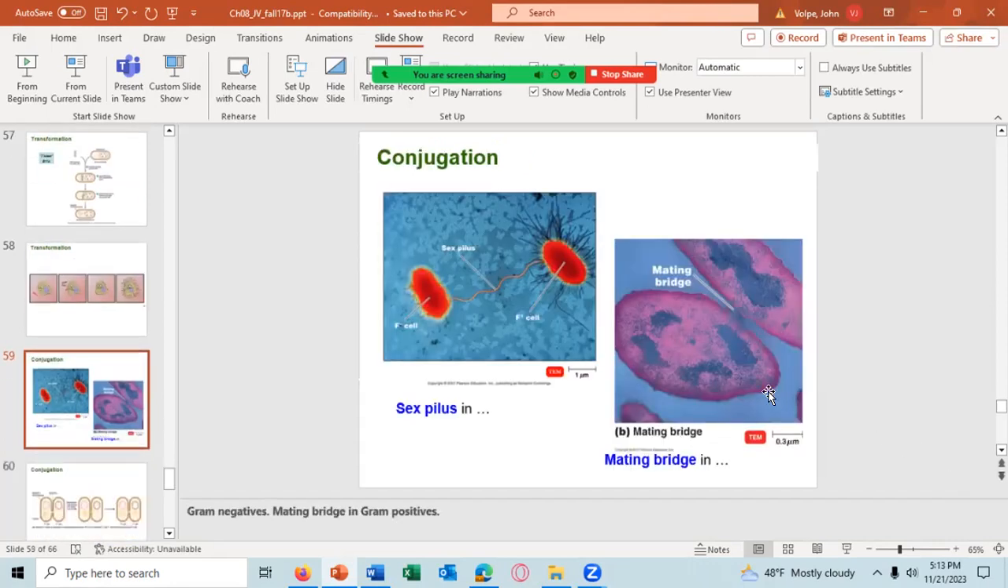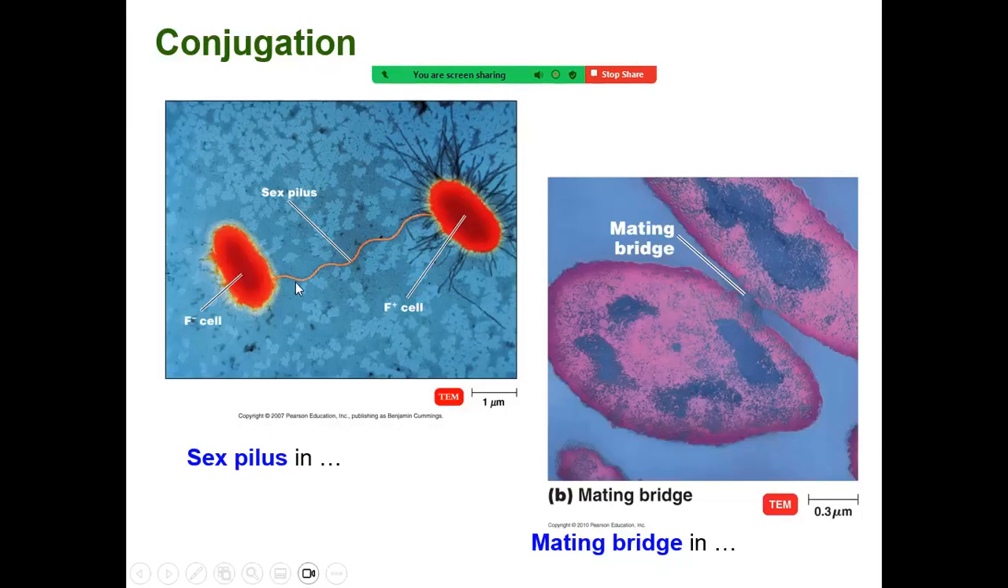Conjugation is the exchange of genes between two cells. It happens in two ways. In the gram-negative cells, we have a sex pilus. Let me blow this slide up. Which is this structure of that cell there. And this cell has the structure, and we'll call that an F+ cell. And through that sex pilus, it actually can skewer an F- cell.